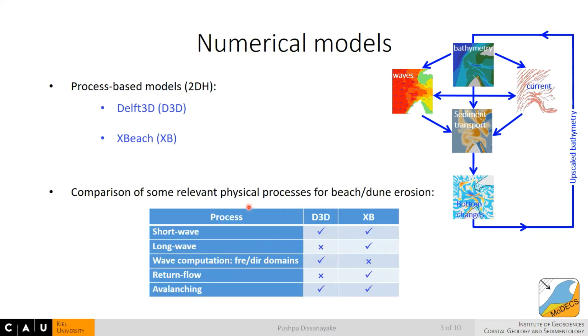Here is a comparison of some physical processes which are relevant for beach and dune erosion. Short waves are computed in both models. Long waves are computed only in XBeach. Waves are computed in both frequency and directional domains in Delft3D, but only in the directional domain in XBeach. Return flow is available only in XBeach. Avalanching processes are calculated in both models.